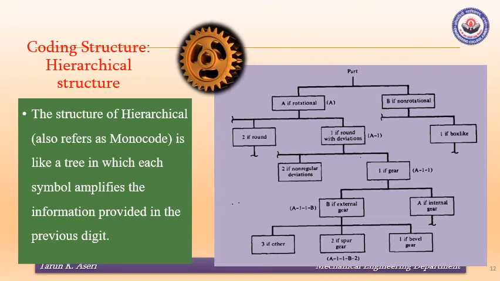The hierarchical structure follows one kind of hierarchy from top to bottom. With this, you can see that this is my hierarchy, and the code of a part depends on my earlier criteria.